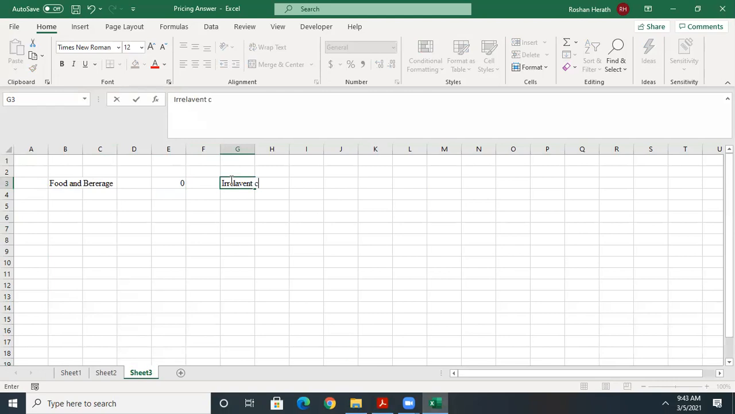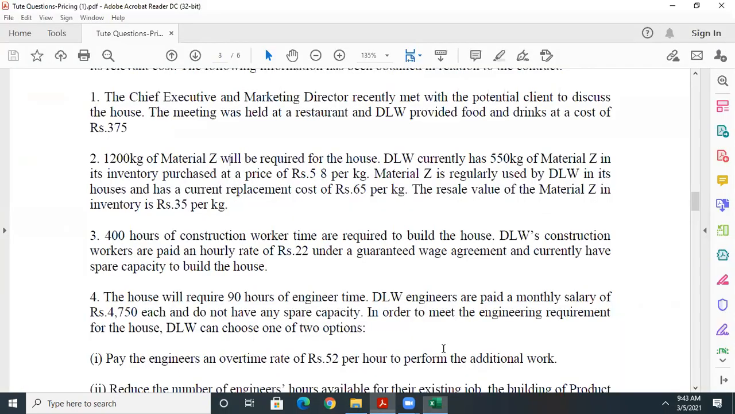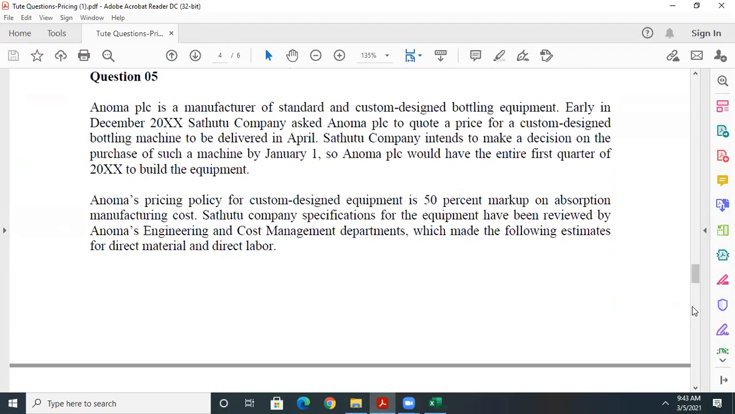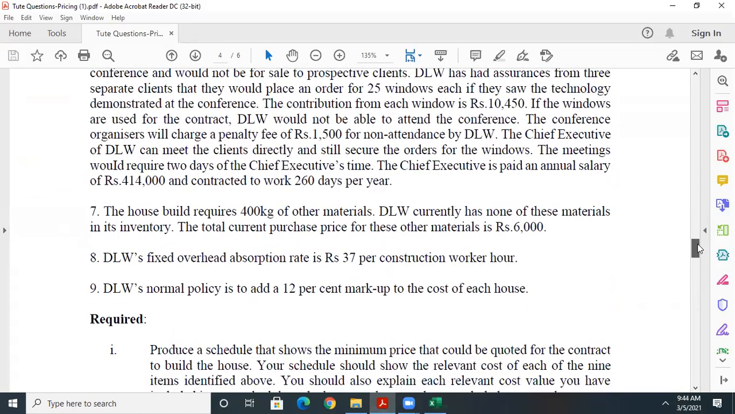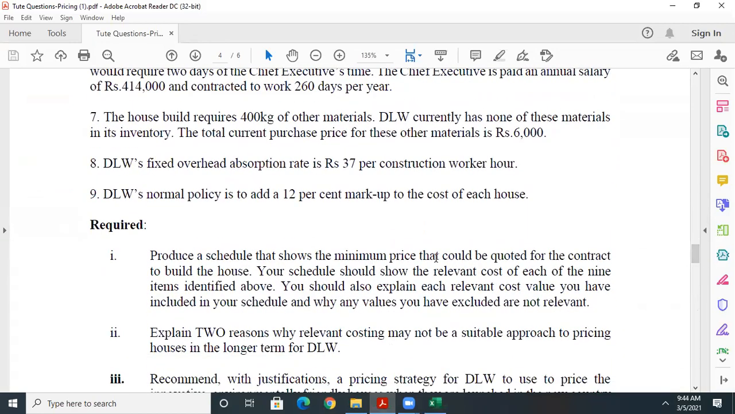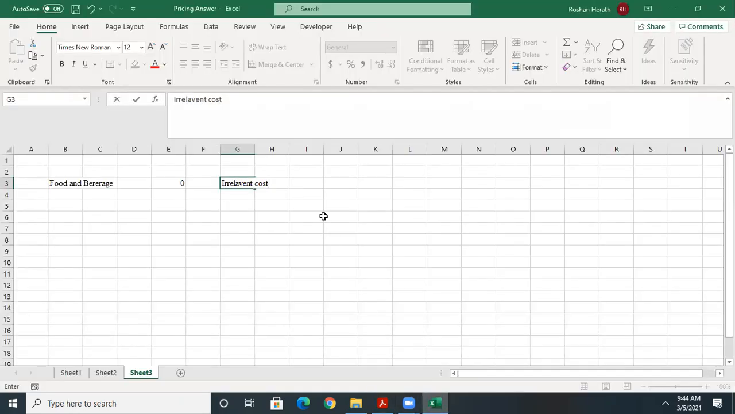I think in the question, if you look at the requirement, you can see that produce a schedule that shows the minimum price that could be quoted for the contract to build the house. Your schedule should show the relevant cost of each of the 9 items identified above, and you should also explain each relevant cost value you have included in your schedule and why any value you have excluded is not relevant. So එතකොට justification එකකුත් තියෙන්න ඕනේ. ඇයි මේ cost ගන්නෙ සහ නැත්තේ කියන.